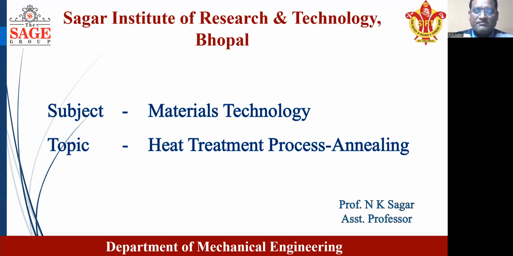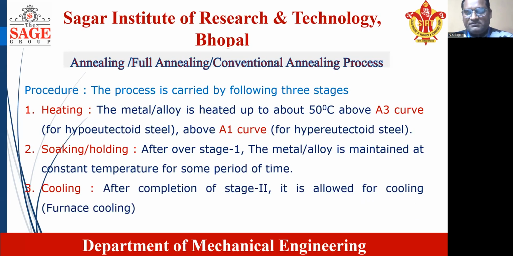Today's topic is also known as the full annealing process or conventional annealing process. In the earlier session, we discussed the types of bulk heat treatment processes in brief: annealing, normalizing, hardening, tempering, and martempering. From today's session, we will discuss the bulk heat treatment processes one by one in detail. So, let us start with the annealing heat treatment process.